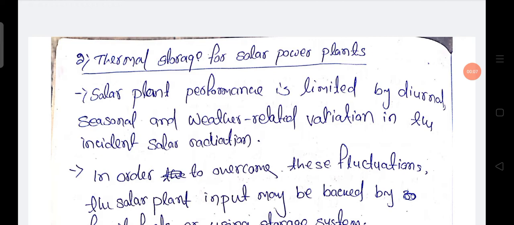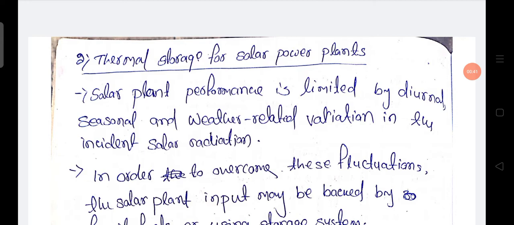Today we will discuss the second engineering aspect of the solar power plant, which is thermal storage for the solar power plant. In previous classes, we have already studied the first engineering aspect, which is the collection of solar thermal energy, or the collection system. Today we will study the thermal storage of the solar power plant, that means the storage system.